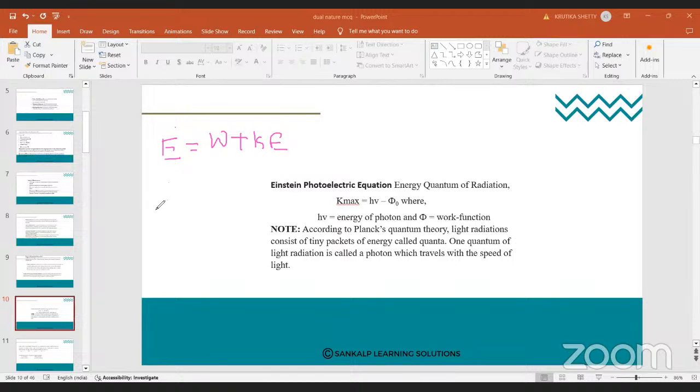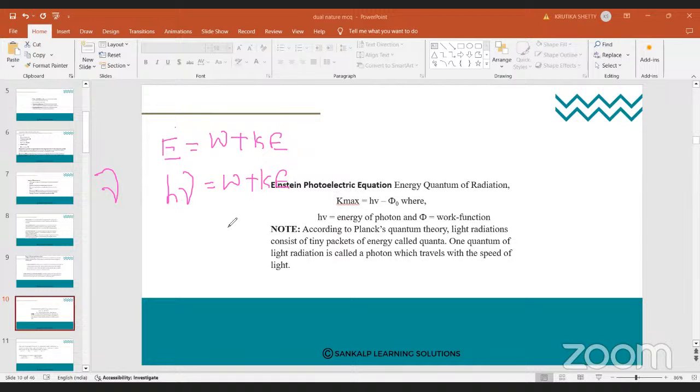So energy of the photon, you might have studied in chemistry, the energy is given by h nu. You might have studied this. So the energy of the photon is given by what? h into nu. Nu is the frequency. So h into nu is equal to w plus kinetic energy.